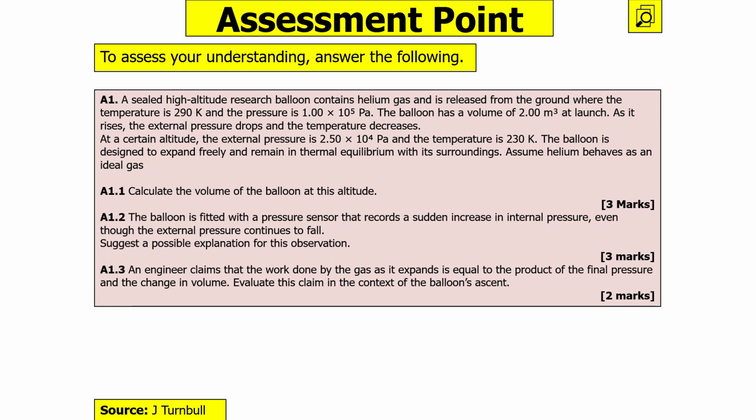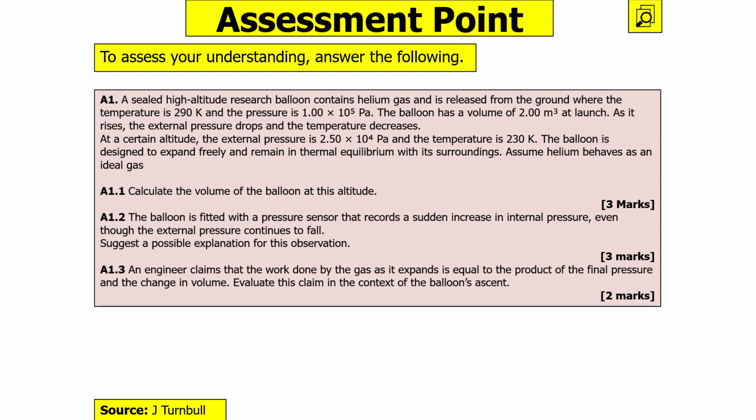As it rises, the external pressure drops and the temperature decreases. At a certain altitude, the external pressure is 2.5 × 10^4 pascals and the temperature is 230 Kelvin. The balloon is designed to expand freely and remain in thermal equilibrium with its surroundings. Assume helium behaves as an ideal gas. Calculate the volume of the balloon at this altitude.